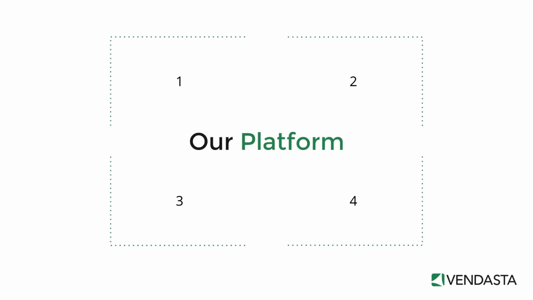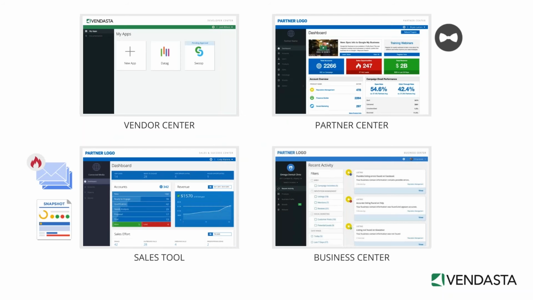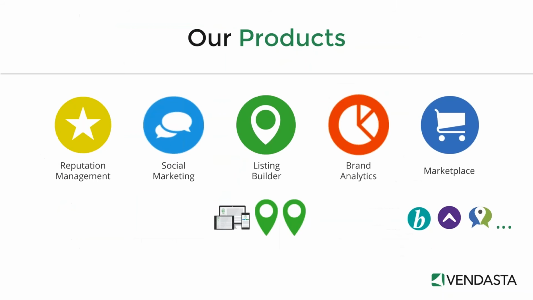Our platform consists of 4 sections: Vendor Center, Partner Center, Sales Tool, and Business Center. And of course, our products, as you all know, include reputation management, social marketing, listing builder, brand analytics, and marketplace.